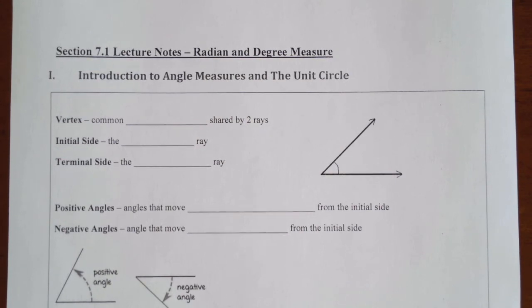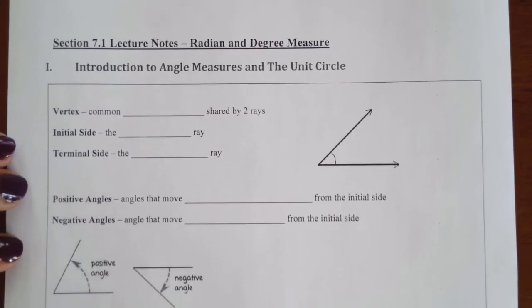Hi, welcome back. Today we're going to start Chapter 7, which is the beginning of our trigonometry units. So this section is the introduction to radian and degree measure. We're going to go over some things that hopefully you already know, and then we'll put it all together and make sure that we're good to go for the remaining sections in this chapter.